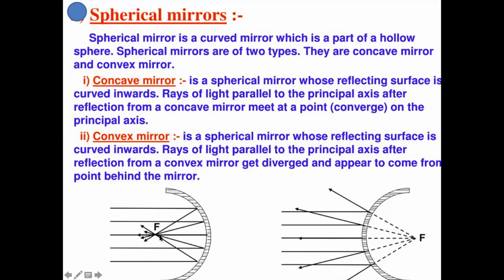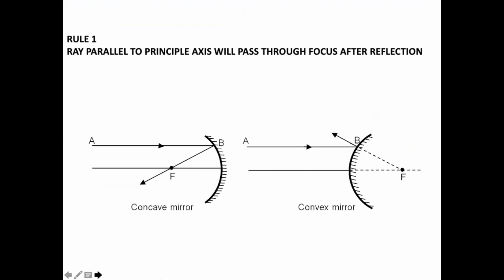So here, which type of image will be formed? They are meeting, so a real image. Which type of image will be formed over here? Virtual. You have to make a dotted line when they appear to meet. So we will be learning about the rules to make ray diagrams.